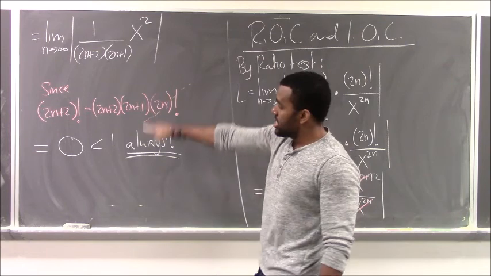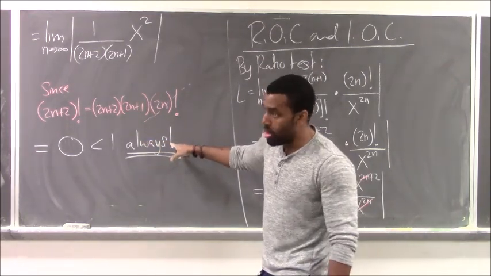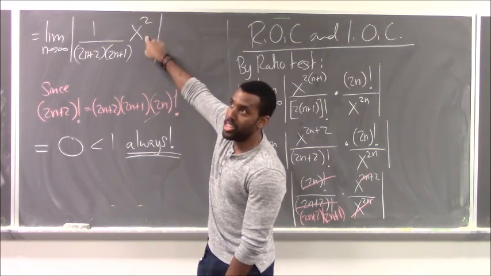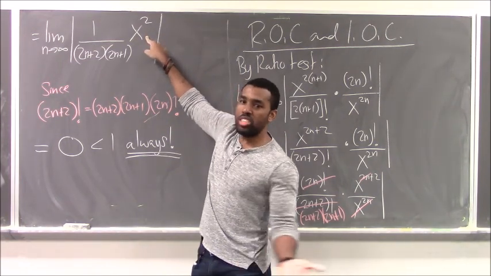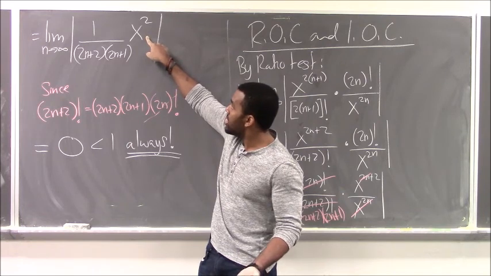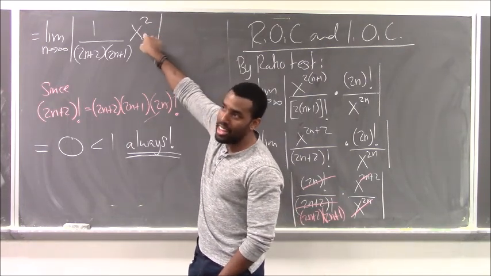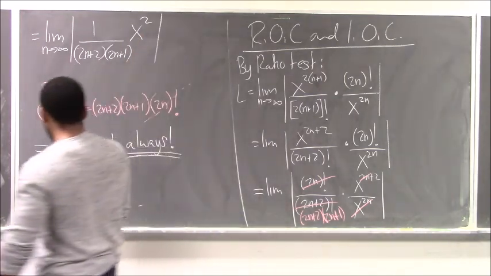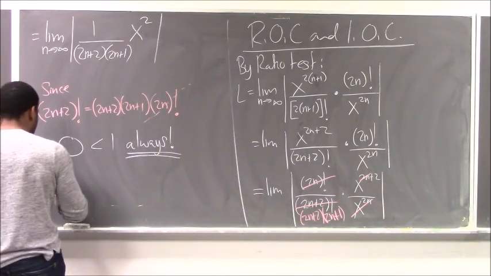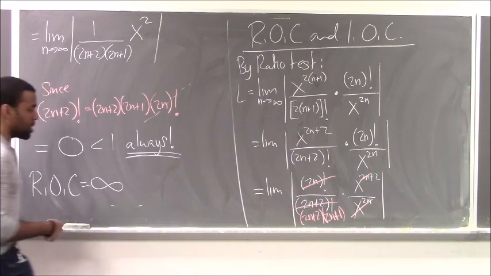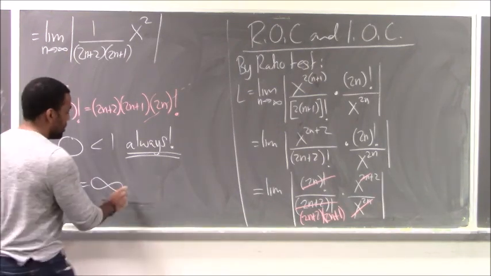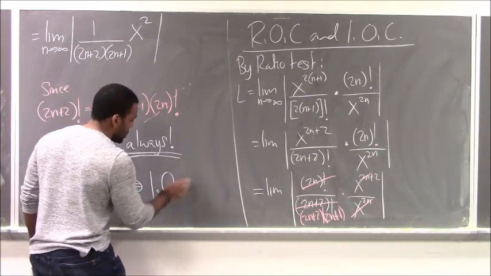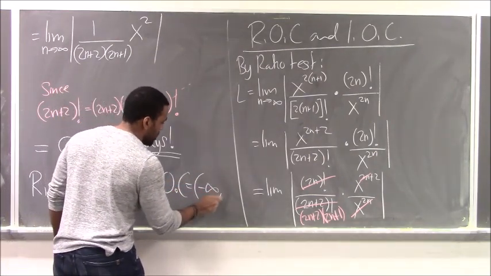Now, we got the limit is 0, which is always less than 1. Now, here's the takeaway from that. It means the particular x value that I chose doesn't actually matter. It doesn't actually mean anything, which means I can pick any x value I want to plug in here, which essentially tells you that the radius of convergence is infinite. I can plug in any number on the real line. And so the interval of convergence is the entire real line, minus infinity to infinity.